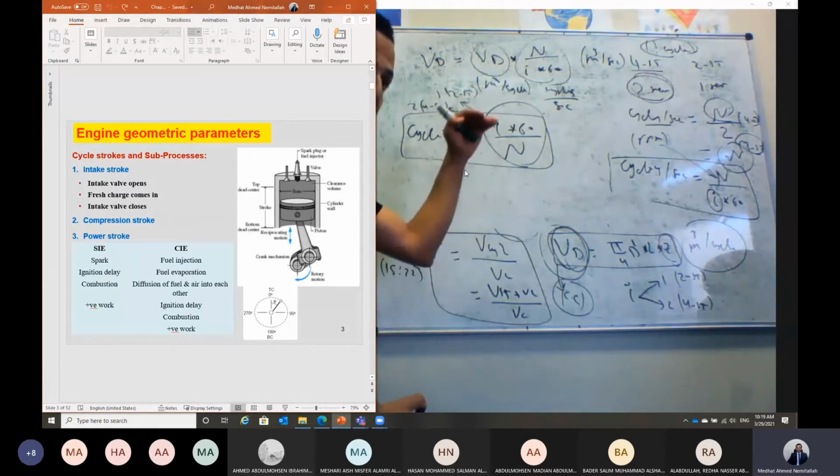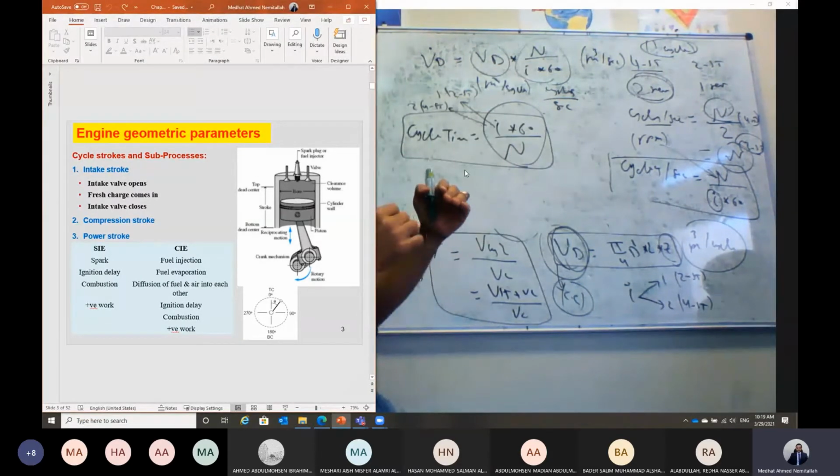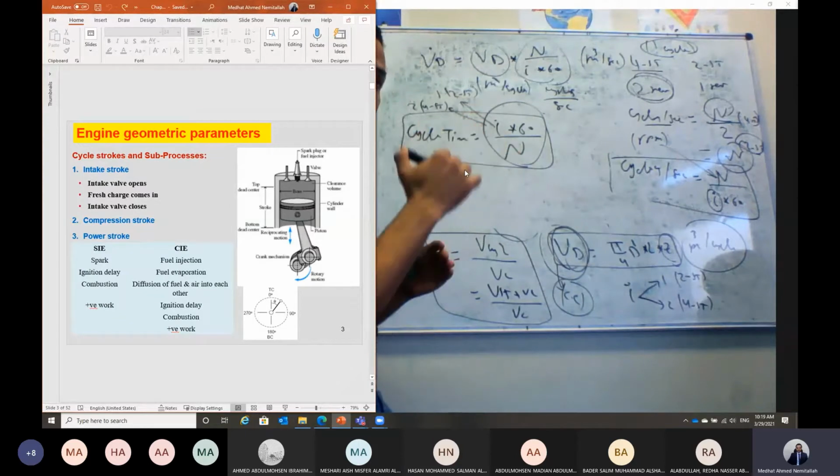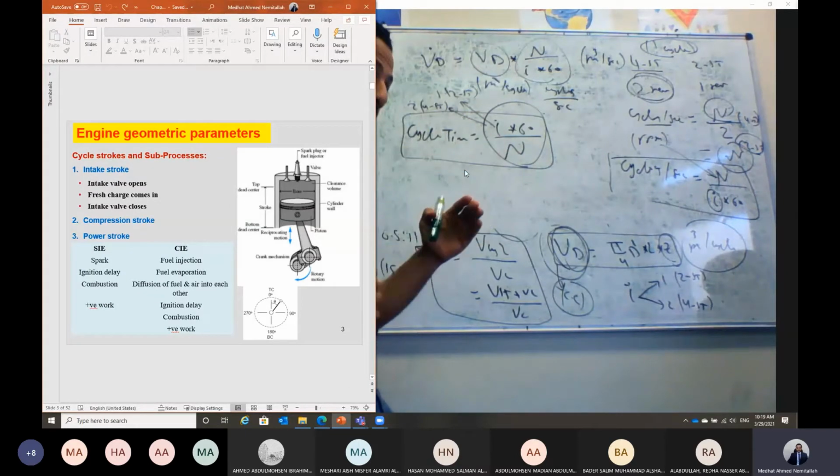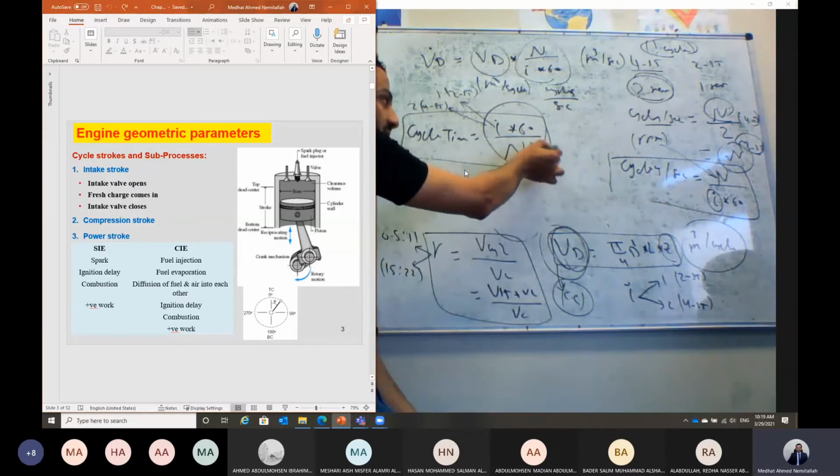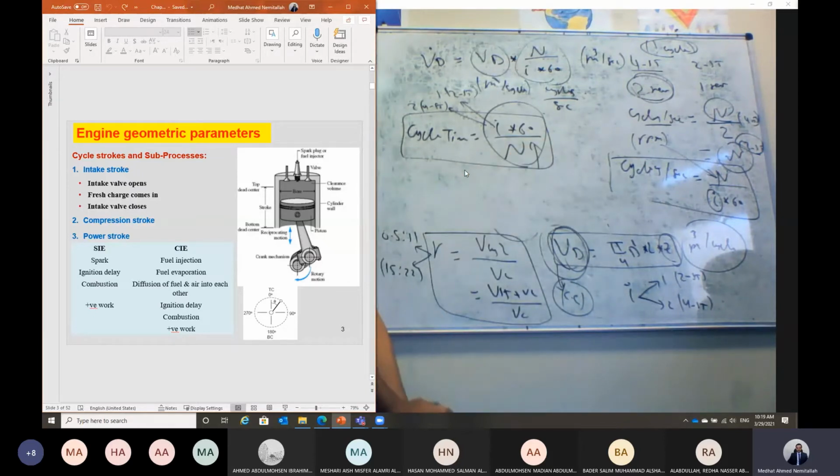One cycle means we have intake flow, then compression, then a spark and combustion, then the power stroke, and then the exhaust stroke. This is one cycle. The time for one cycle is equal to I times 60 divided by N. That means if the engine is running at higher RPM, the cycle time in this case will be reduced.